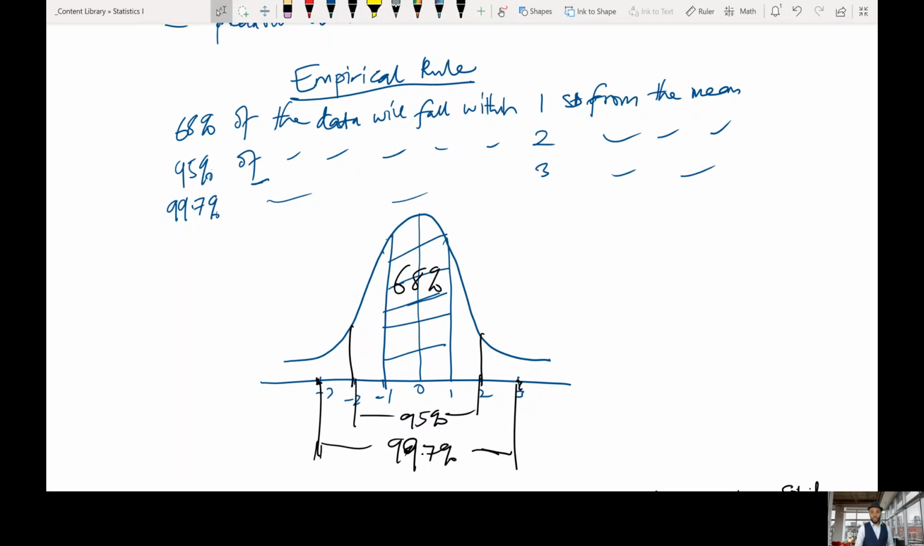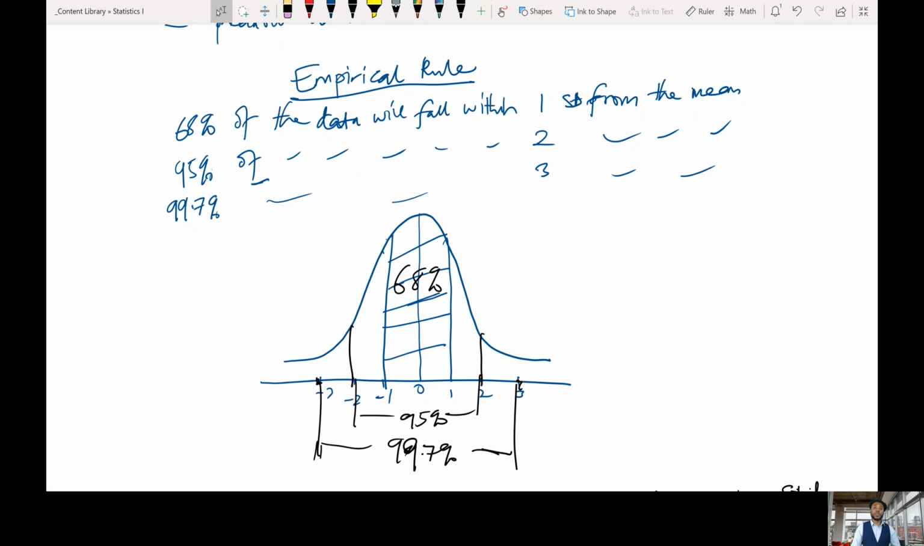Welcome back to part 2 of chapter 3, where we are looking at how to describe data. So far, we've talked about the measures of center, the measures of dispersion, and the measures of shape. And right now, we are looking at the concept of the distributions of the data.